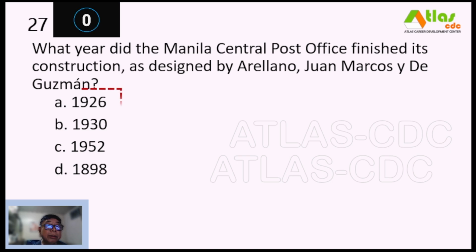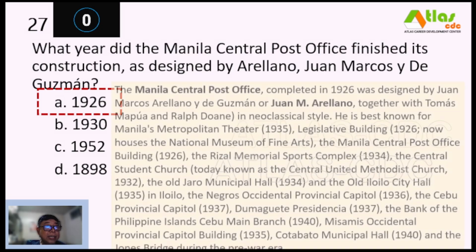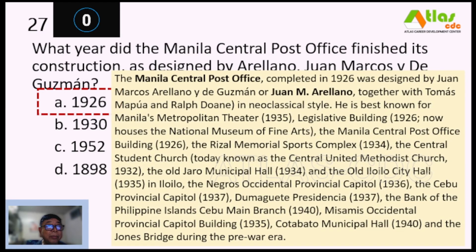And our correct answer is letter A, 1926. So the Manila Central Post Office, completed in 1926, was designed by Juan Marcos Arellano y de Guzman, or Juan M. Arellano, together with Tomas Mapua and Ralph Dawain, in neoclassical style.